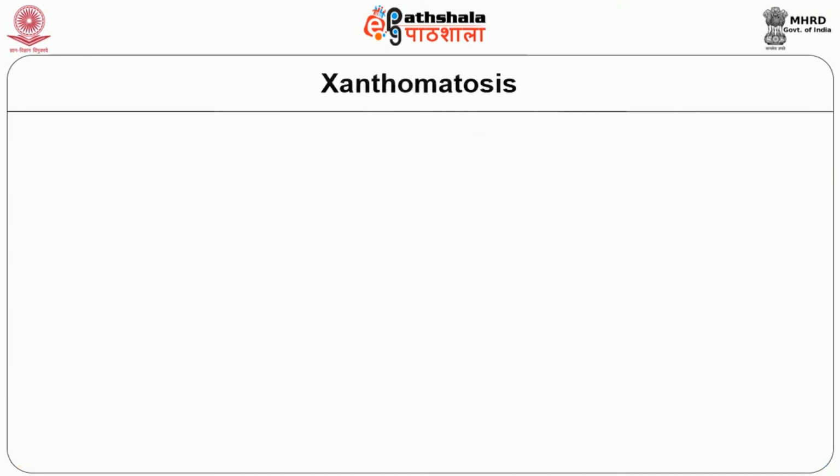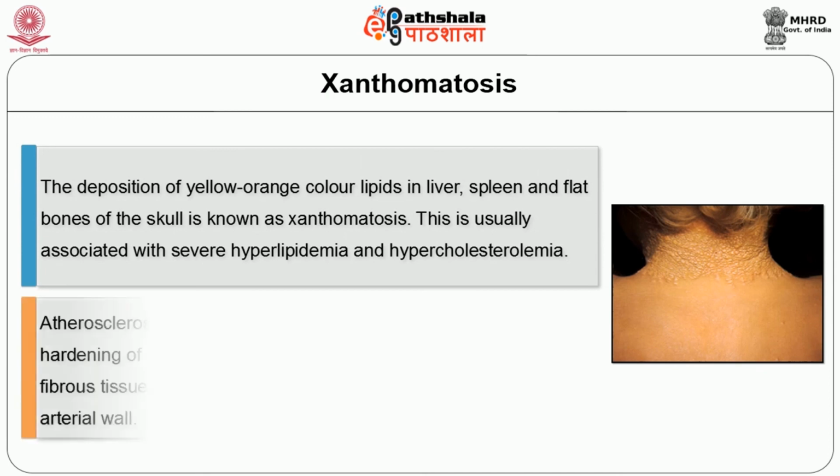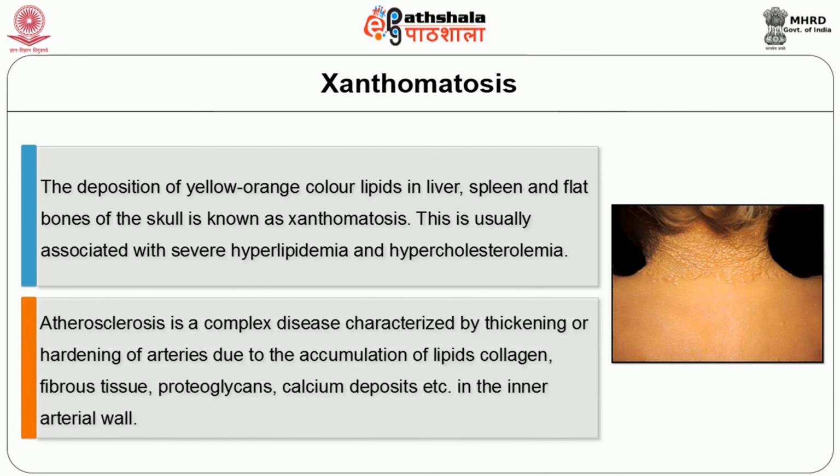The next one is xanthomatosis. The deposition of yellow-orange colored lipids in the liver, spleen and flat bones of the skull is known as xanthomatosis. This is usually associated with severe hyperlipidemia and hypercholesterolemia. Atherosclerosis is a complex disease characterized by thickening or hardening of arteries due to the accumulation of lipids, particularly cholesterol, free and esterified, collagen, fibrous tissue, proteoglycans, calcium deposits, etc. in the inner arterial wall.